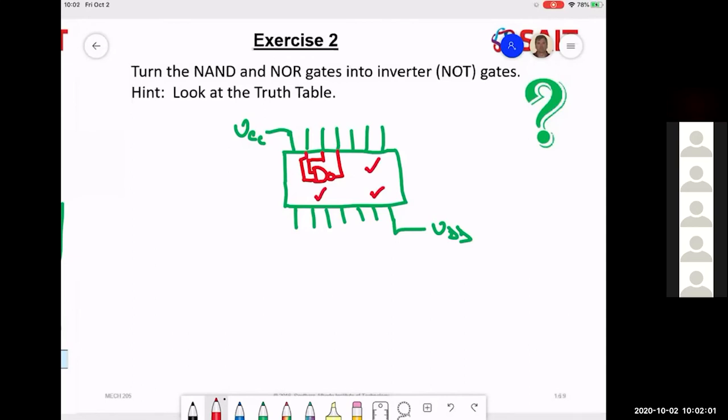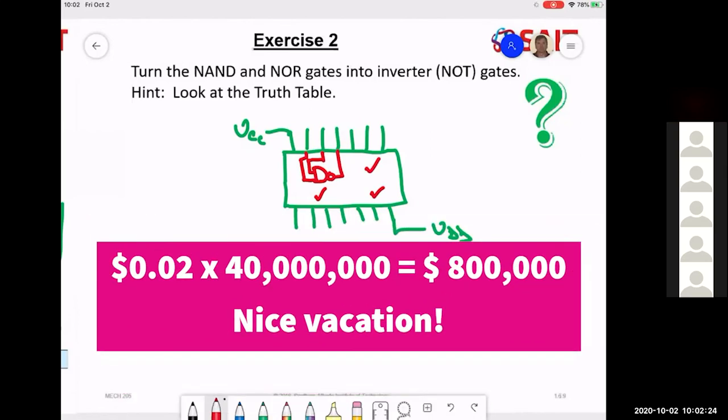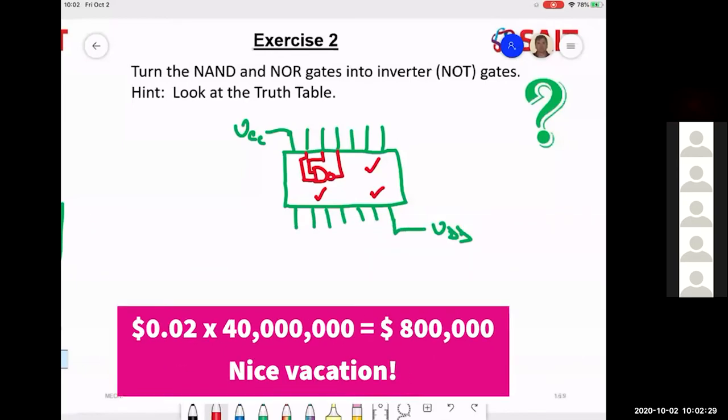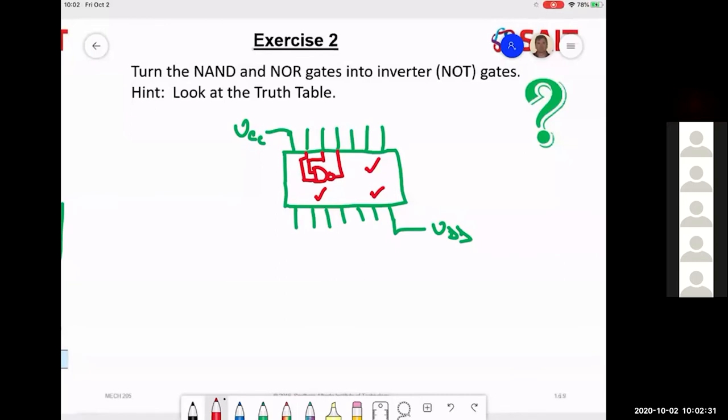I'm designing an electronic circuit and I need an inverter. Now I'm a cheap sod. I don't want to spend that extra 2 cents on the chip. I don't want to spend the extra real estate on my PCB. I'm going to make 40 million of these times 2 cents. Yeah, that's a pretty nice vacation. I don't want to buy the extra chip. I want to design this using this leftover NAND instead of using another chip with an inverter on it.